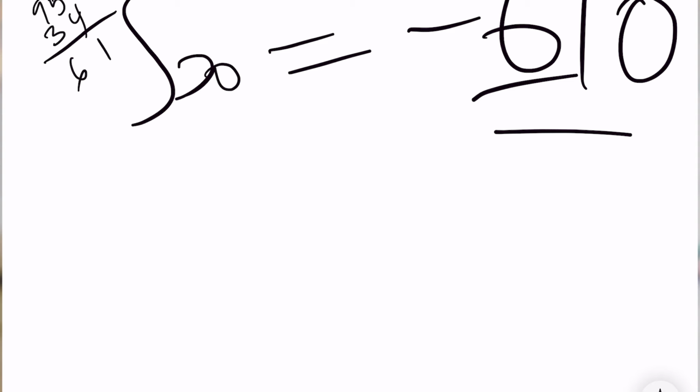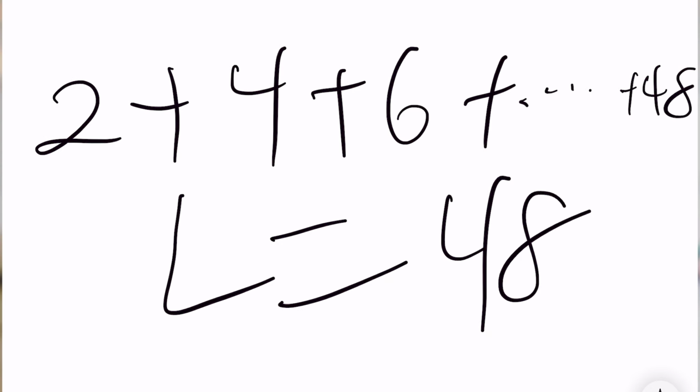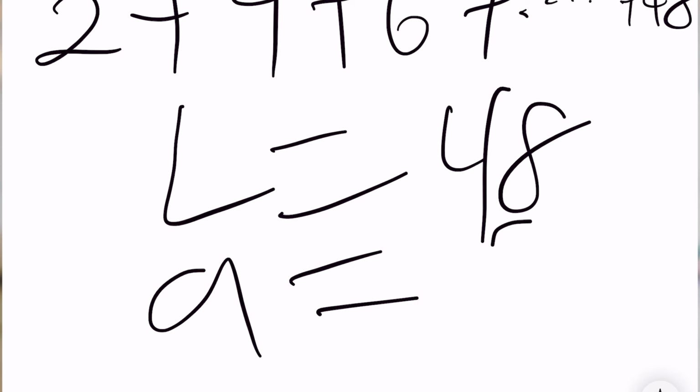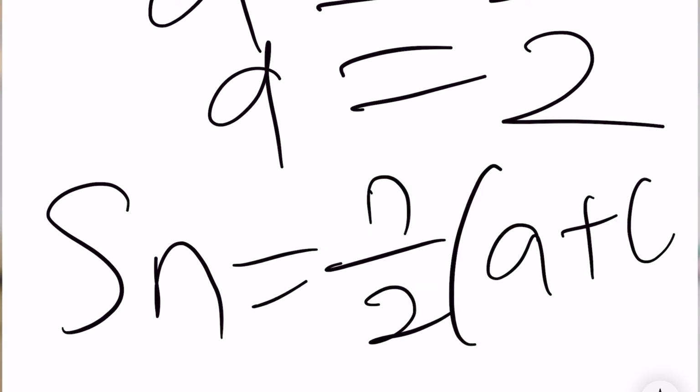Now for the second question, which says find the sum of the AP, where we have 2 plus 4 plus 6 plus dot dot dot plus 48. In this case, we have our last term, which is 48. We have our first term, which is 2, and we have our common difference to be 2 as it is increasing, so that will now be plus 2. So the formula that I'll be using here is Sn equals n over 2 into bracket a plus l, where l is 48.